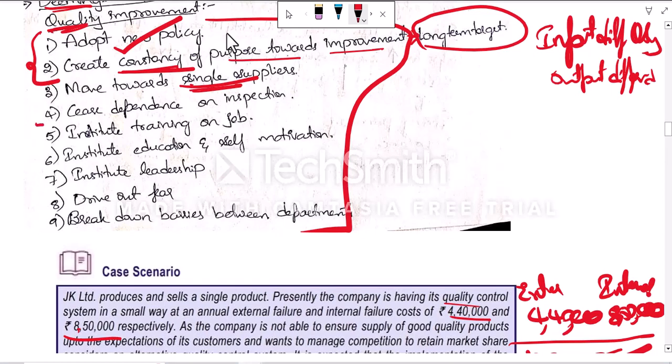And cease dependence on inspection. These 2 points are for suppliers. We should inspect the supplier before ordering, instead of after coming to the production line, so that inspection time will be reduced and cost will be reduced after coming to the production floor, after we have received an order. Okay, so we should not depend on inspection, rather we should select a supplier who provides a quality product. And the next ones are the employee related points.